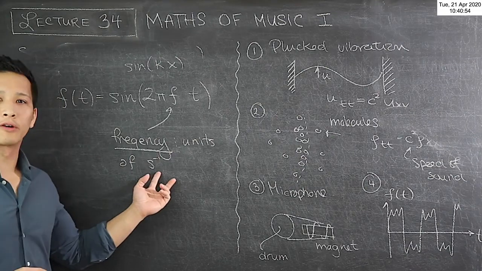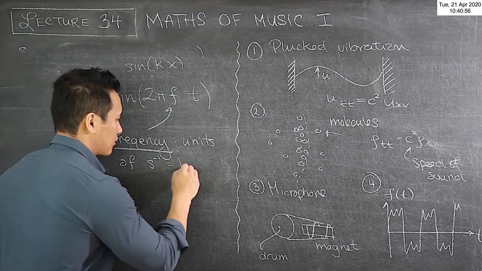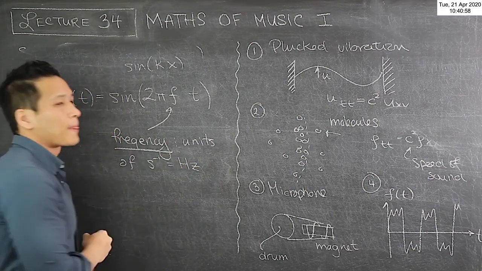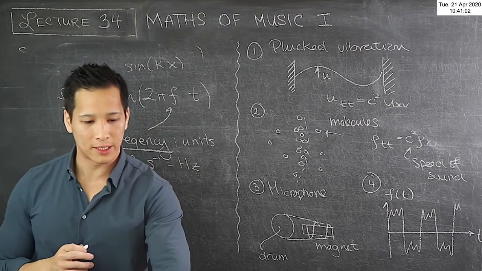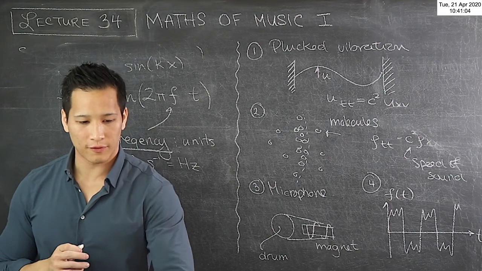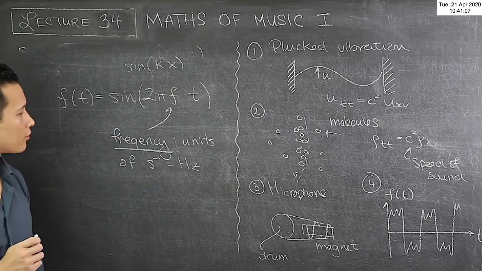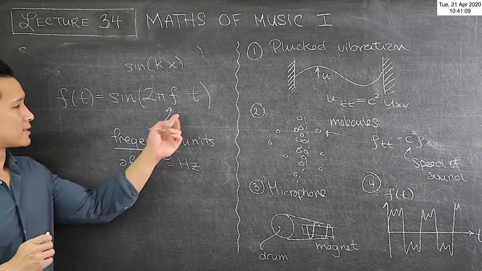And this unit of 1 over seconds is called a hertz. So when you hear the word hertz, that's what it means. It basically just means 1 over seconds. Now, what does this signal look like?